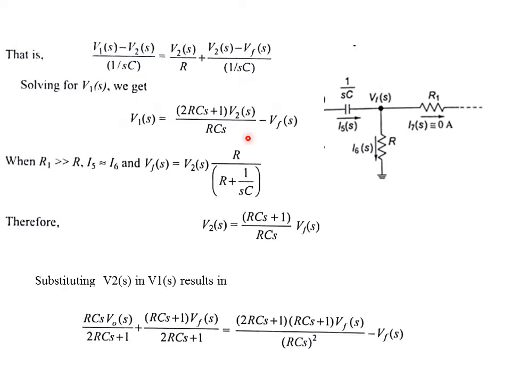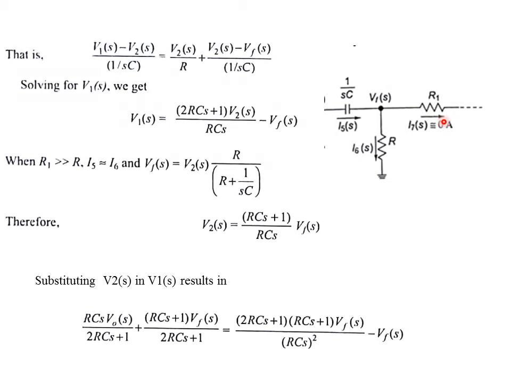So proceeding with this calculation and solving for V1, you will get an expression for V1(s). From the previous two equations, you can arrive at this equation. Now, we are assuming that this resistance R1 is much greater than R. That is, the amplifier's input resistance R1 is going to be much greater. Obviously, only if this is greater will the bias current flowing into the amplifier be equal to 0. That's why we are making R1 much greater than R.